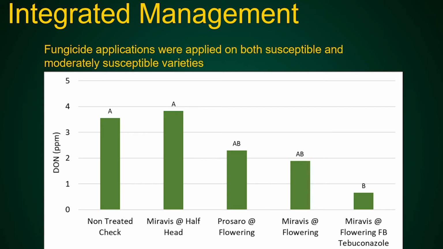So in this case, we didn't see a difference from the non-treated check when the Miravis was applied early. Caramba at flowering, Miravis at flowering, and this is a double application. So this is Miravis at flowering followed by tebuconazole 7 days later. Obviously, we got the best control there, but I'm not sure anyone wants to do that. So in this case, it looks like the half head timing does not provide adequate control.